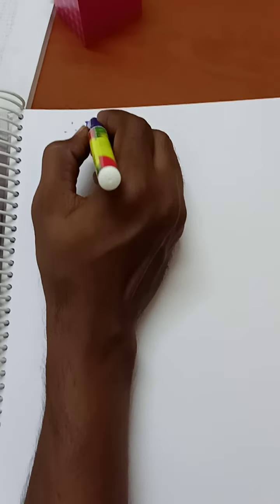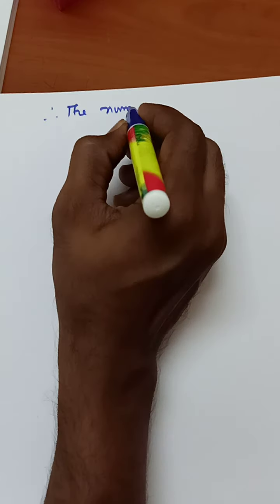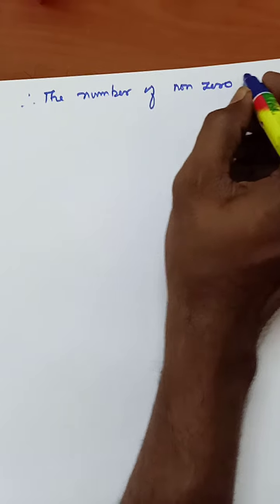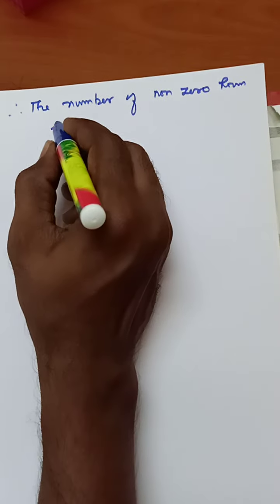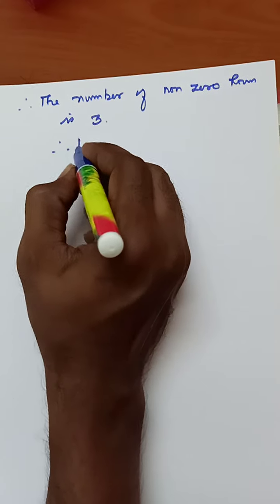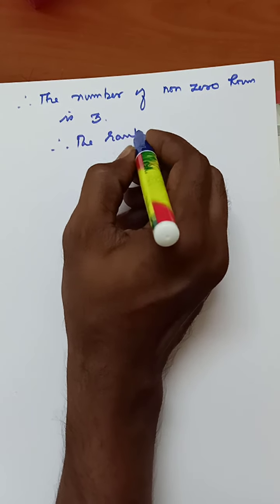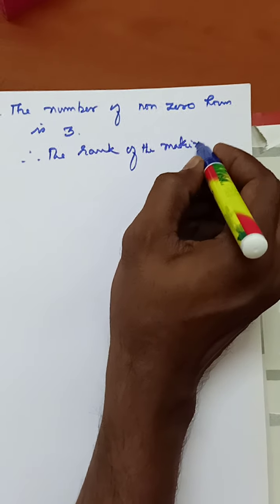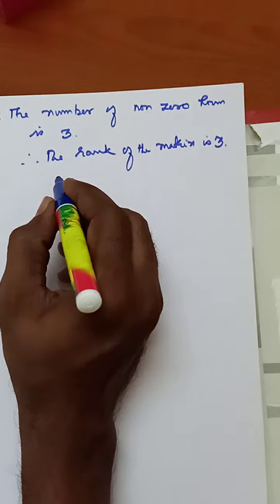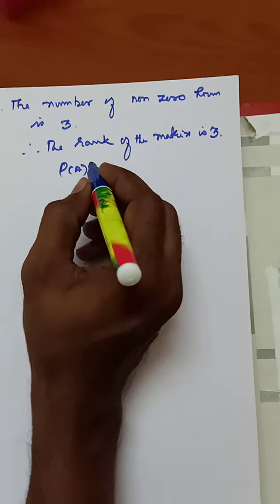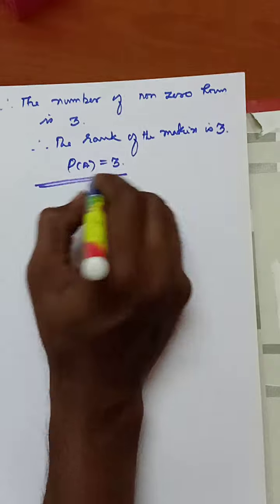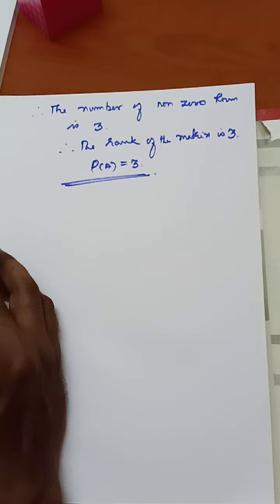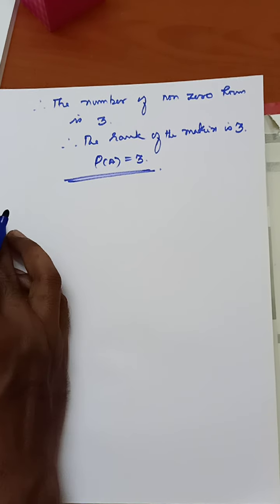So tab 4, the number of non-zero rows is 3. Tab 4, the rank of the matrix is 3. That is, the rank of A is equal to 3. So that's it. It is clear. So your rank of matrix plays a very important role in our exercise.